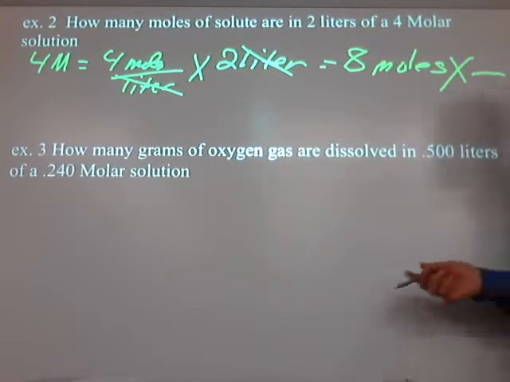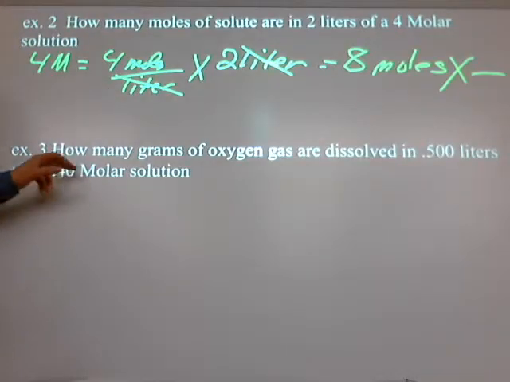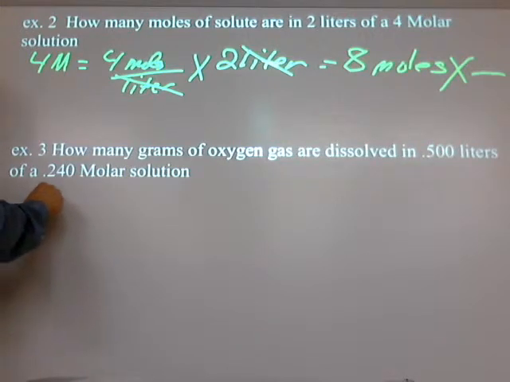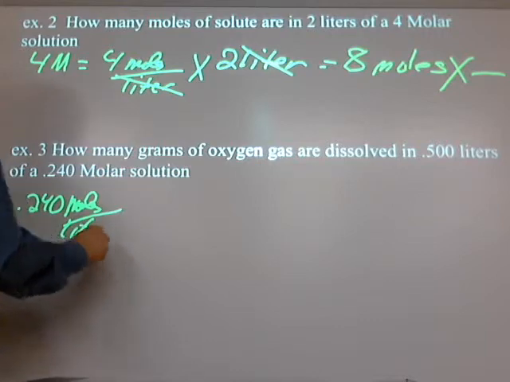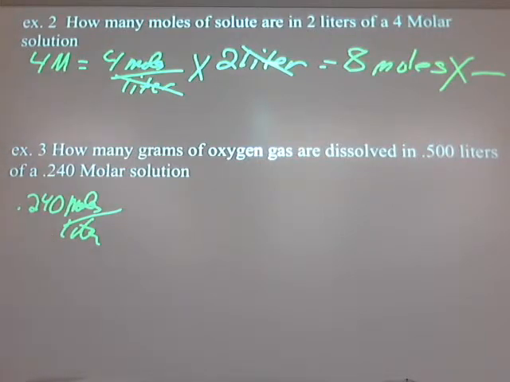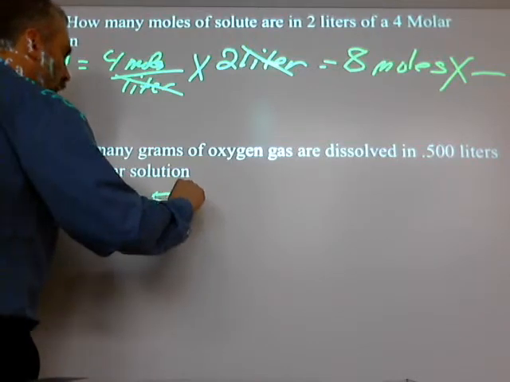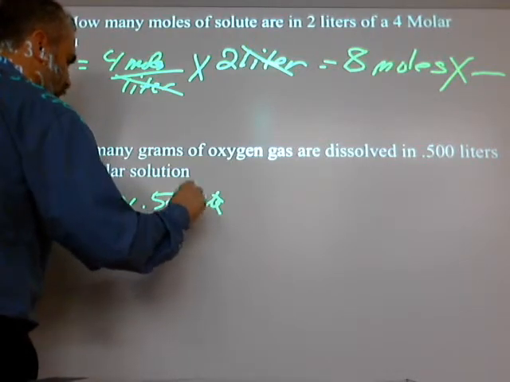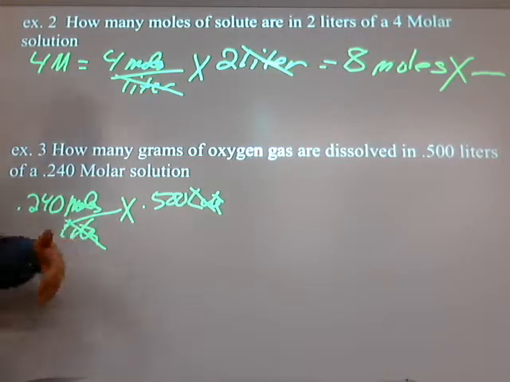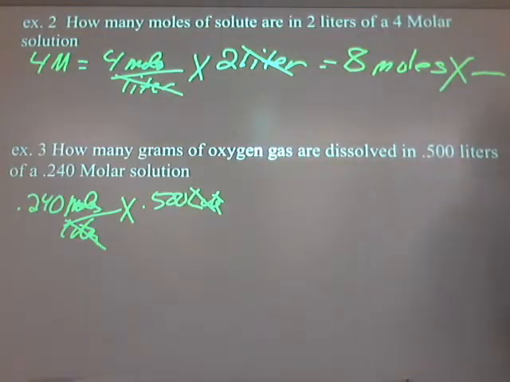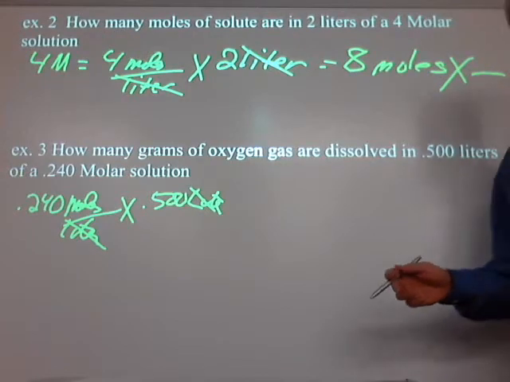Let's do this guy the same basic way. 0.240 molar solution is 0.240 moles per liter, correct? That's my starting point. That's what I know. I have 0.240 moles in every 1 liter. How many liters do I have? 0.500 liters. Liters cancel. Now don't hit equals. Don't get your calculator. Another nice part about doing these as conversions is that I can keep going with these.